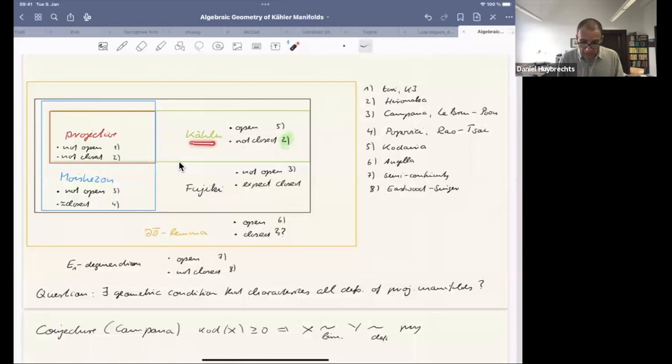The Kähler condition is an open condition. If you have one Kähler manifold and then you deform it a little bit, it stays a Kähler manifold. That is not so obvious at all. That's a result by Kodaira.